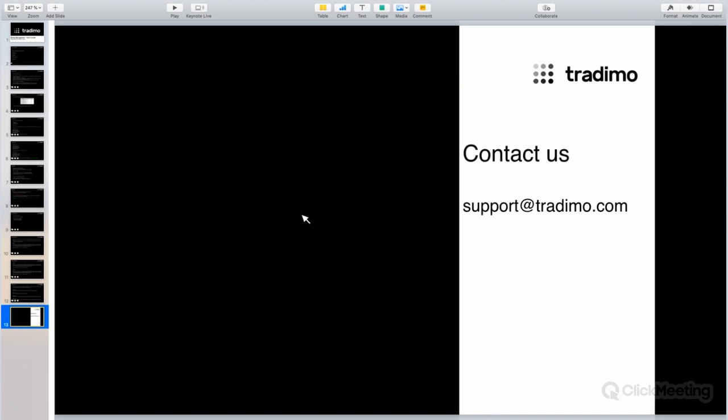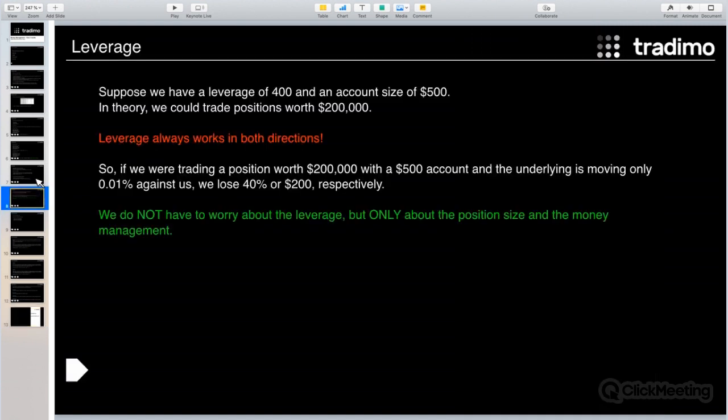And one more question. In an earlier example, an account of $500 with leverage 400. So let me go back to this slide. Here we are. Position size of two. No, this is not a position size. Maybe this here is the thing. So it's just the nominal value we are able to trade. So we are able to trade a position which is worth $200,000 with a $500 account and a leverage of 400.